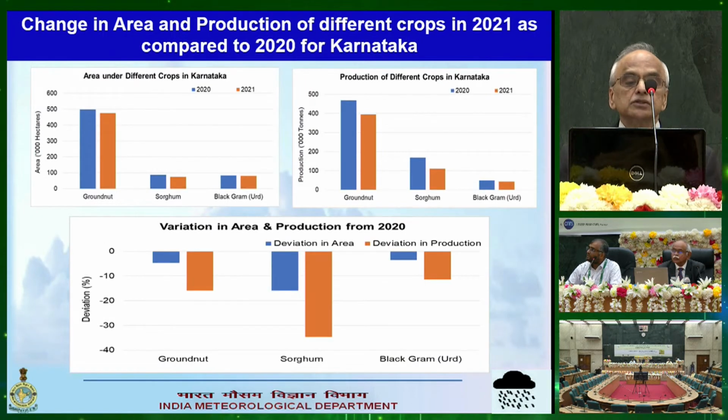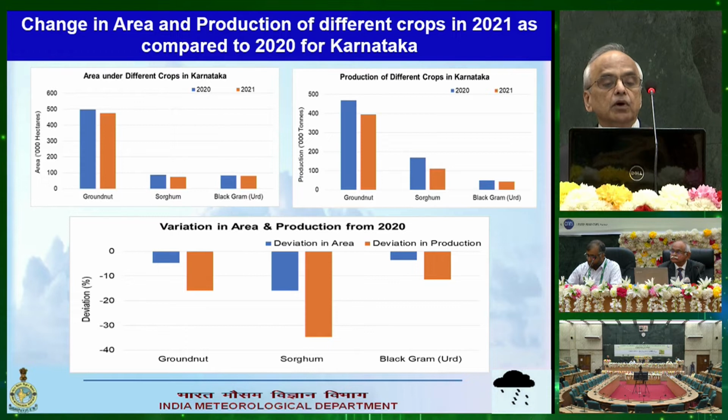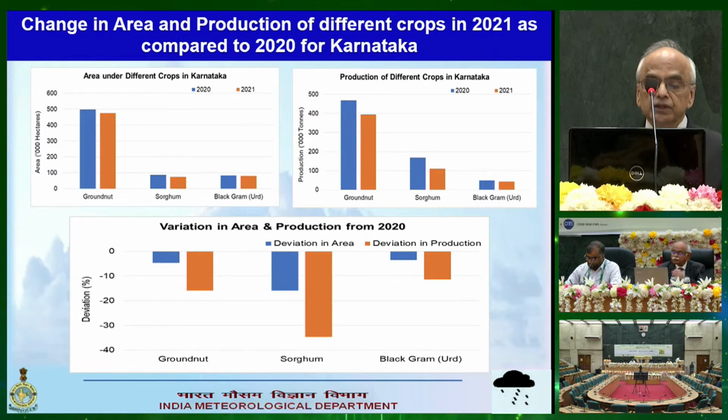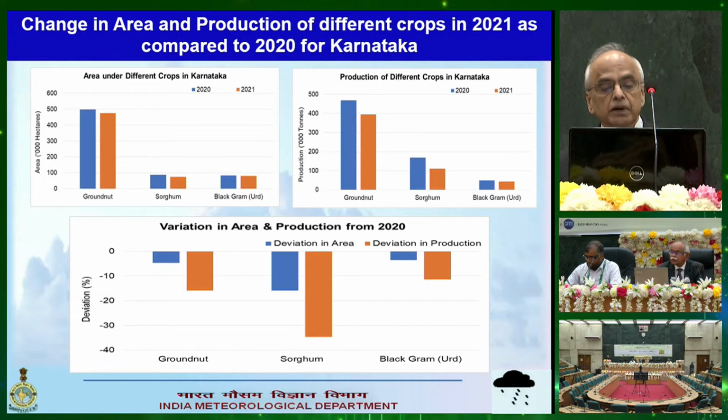And Karnataka also, change in area and production of different crops in 2021 as compared to 2020. What is shown on the left side is groundnut, sorghum and black gram in area. On the right side it shows the production, and in the bottom you see the information on groundnut, sorghum and black gram.